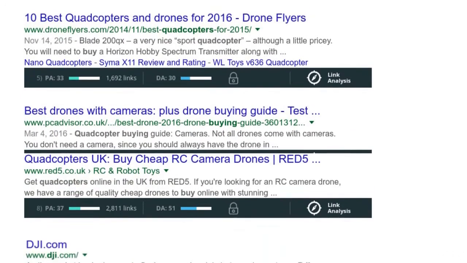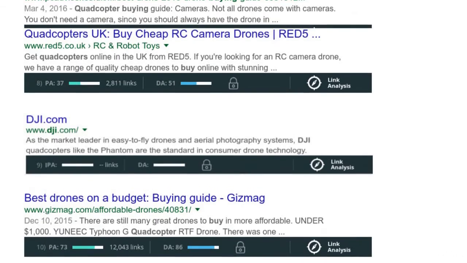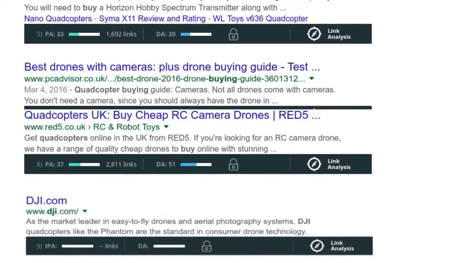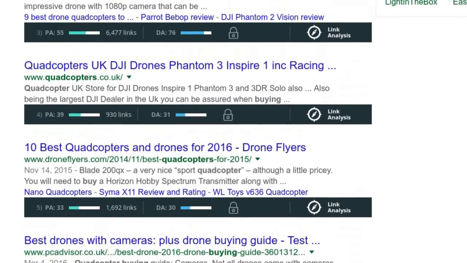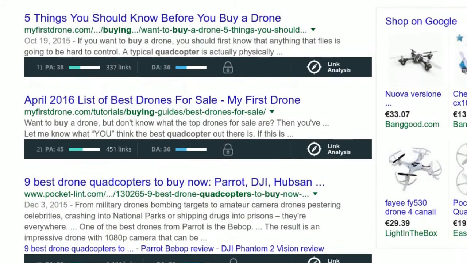The last few results on the page are from strong domains, so why are they at the bottom of the page? DJI.com has a very high page authority and domain authority, but the page isn't specifically about quadcopters. There are lots of other products on the page. eBay and Time both have a low number of backlinks. The majority of their page authority comes from internal links on the site.